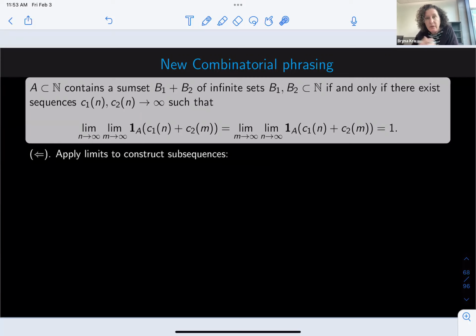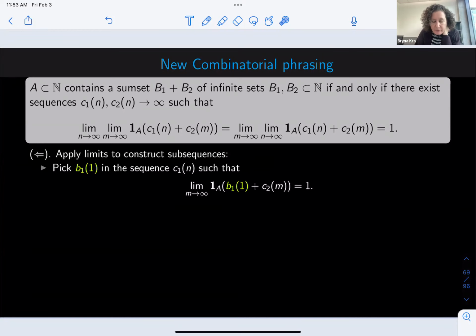But for the converse, you have to inductively keep applying this criterion here, which is something that we'll want to prove dynamically, to construct the sets B1 and B2. So what do I mean by that? Well, you pick the first element B1, and so it's going to have double indices. I pick the element B1, meaning inside the sequence C1, the first sequence, such that when you take the limit as m goes to infinity, you'll always be staying in the set. And that's possible because I can use this limit.